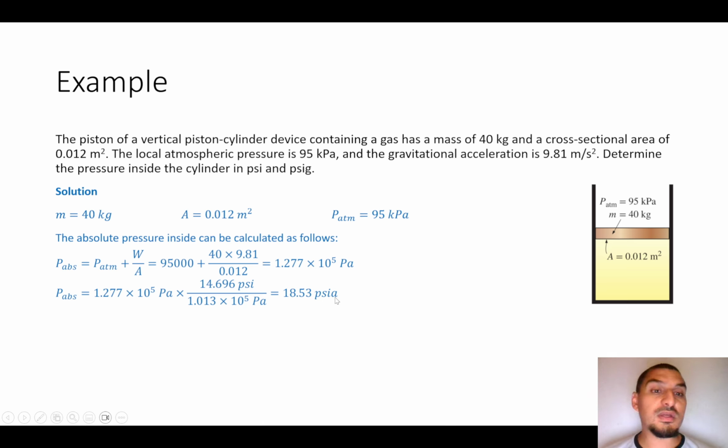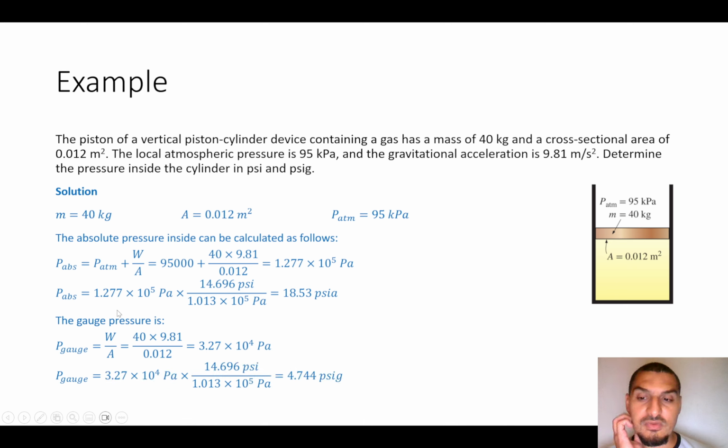If we want to calculate it in PSI gauge, then the only difference is that we are not including the atmospheric pressure, but the steps are going to be the same. The pressure is only due to the weight over area, and then the gauge pressure is the conversion of unit from Pascal to PSI gauge, which is the same unit conversion that we did before. So it's a simple problem.